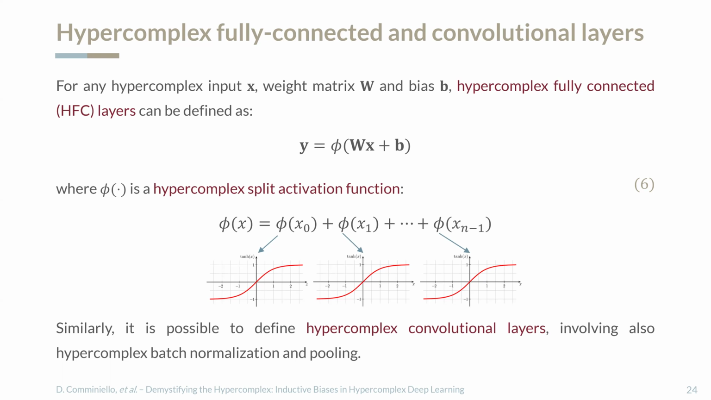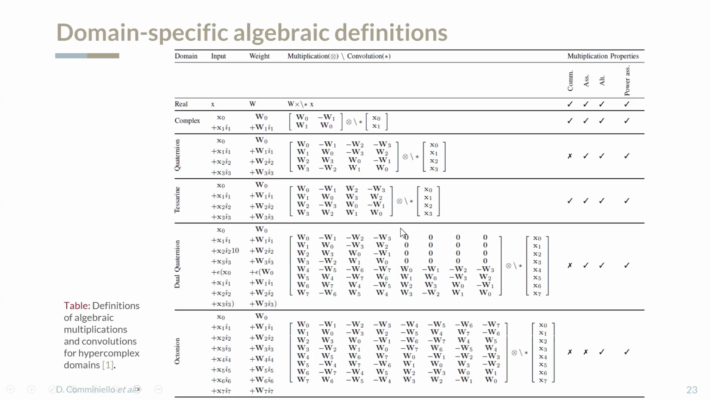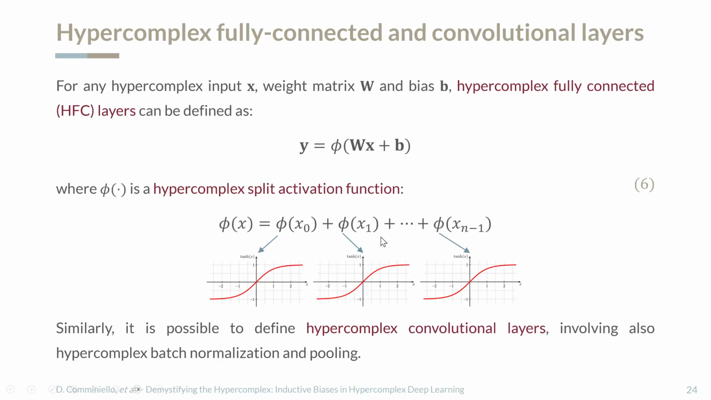Of course, we can build hypercomplex fully connected or convolutional layers, so just redefining the operation. Imagine that here we have a multiplication, but instead of a real-valued multiplication, we can have quaternion multiplication, or octonion multiplication, and so on. Okay, just exploiting these operations.